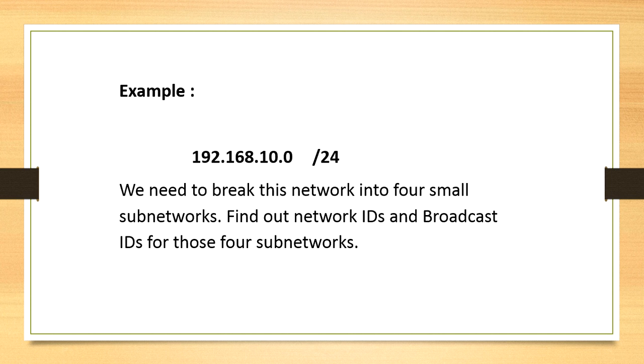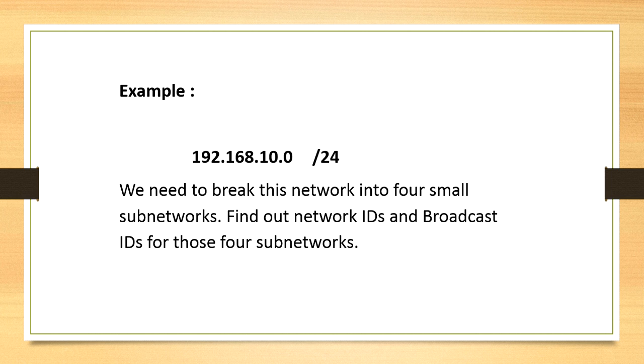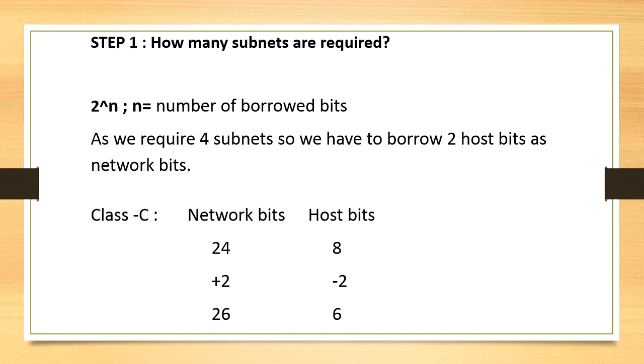So what is our requirement? The first requirement is that we need 4 subnets. We have already got the answer for the first step. We need 4 subnets, and we need to find out the network ID and broadcast ID for those 4 subnetworks. Let me start with the 5 steps. The first step, as we already know, is that we need 4 subnets.